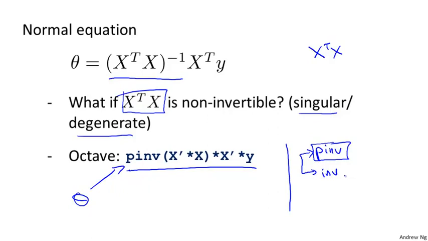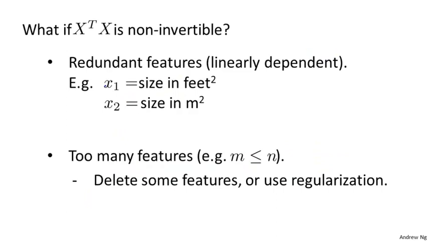But in this optional video, I'll try to give you a little bit of intuition about what it means for X transpose X to be non-invertible, for those of you that know a bit more linear algebra and might be interested. I'm not going to prove this mathematically, but if X transpose X is non-invertible, there are usually two most common causes. The first cause is if somehow in your learning problem you have redundant features. Concretely, if you're trying to predict housing prices, and if x1 is the size of the house in square feet, and x2 is the size of the house in square meters, then 1 meter is equal to 3.28 feet, rounded to 2 decimals.